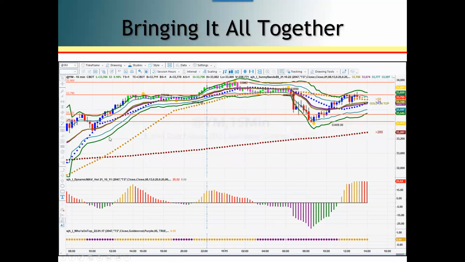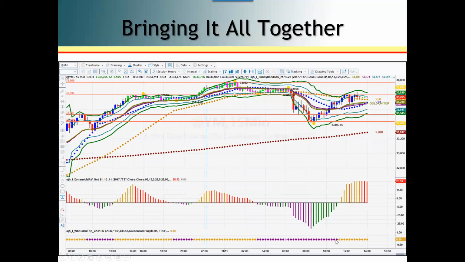If you put it all together, you can see how I watch all 3 of these inputs. The one on the bottom, the purple and gold dots, that's called who's on top. It tells me at a glance whether the purple or the gold is on top, because right in through here, you can see that it's pretty congested and they're close together, so you can't really tell whether purple or gold is on top at that point.